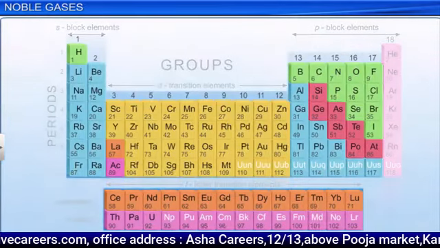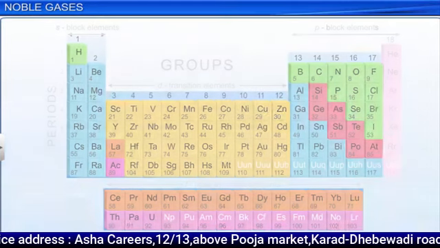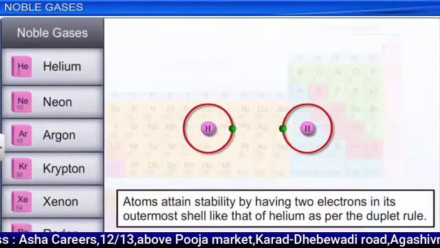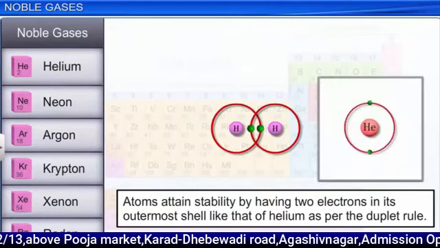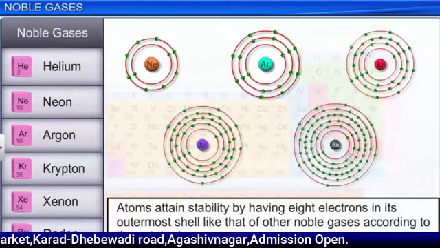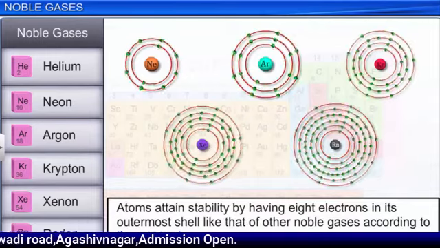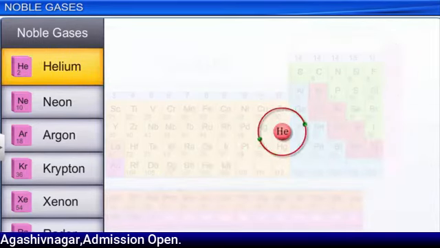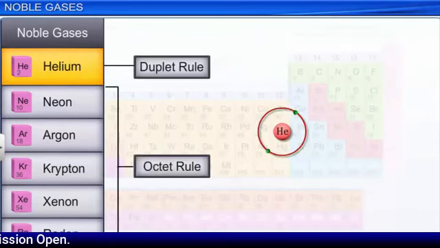Atoms of other elements, on the other hand, do not have a stable electronic configuration. These atoms therefore attain stability by either having 2 electrons in the outermost shell, like that of helium as per the duplet rule, or by having 8 electrons in the outermost shell, like that of other noble gases, according to the octet rule. Since helium has only 2 electrons in its valence shell, it cannot have an octet. Hence, though it is considered for the duplet rule, it is excluded for the consideration of the octet rule.